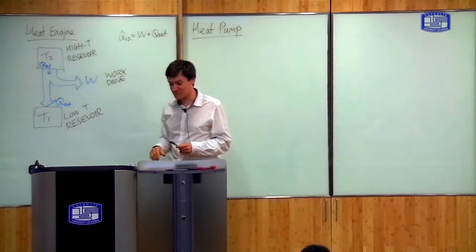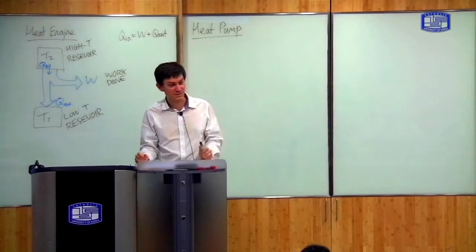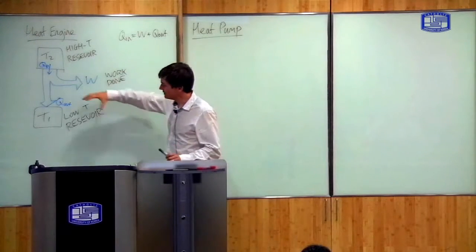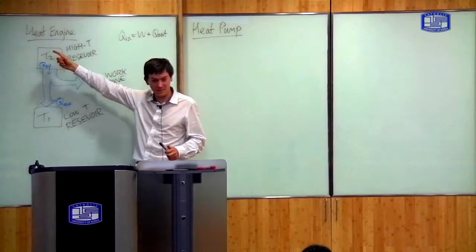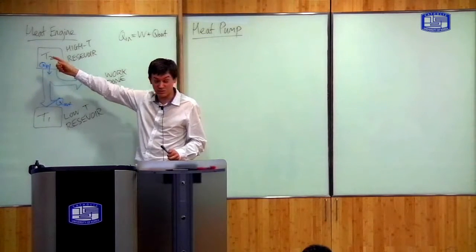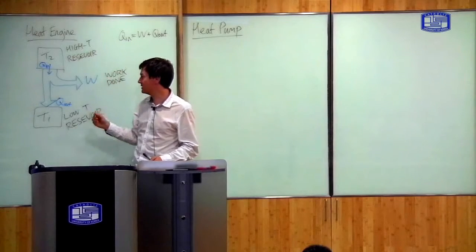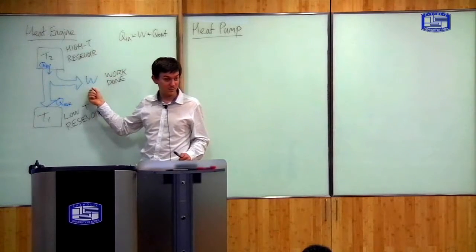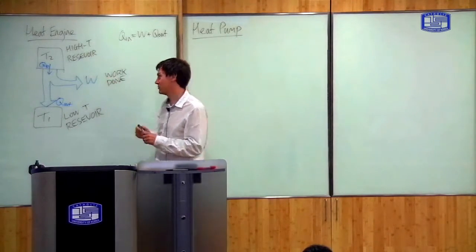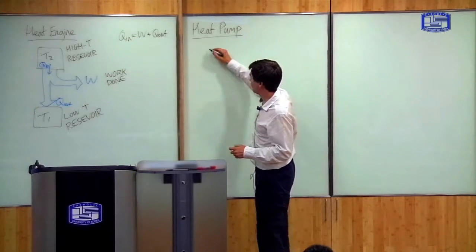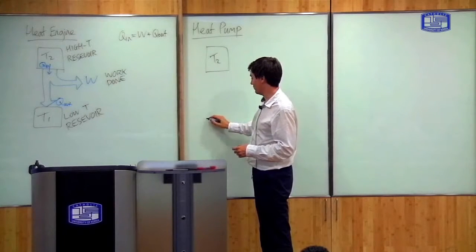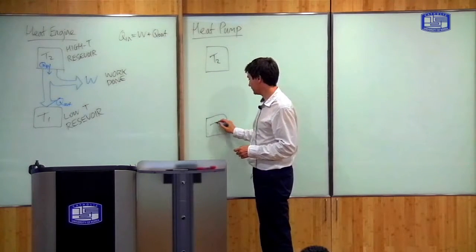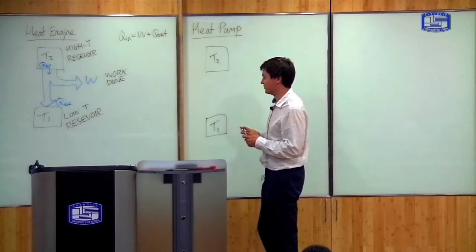So with a heat pump, an example of a heat pump is the air conditioning system. The heat pump takes heat out of a cold temperature reservoir, puts it into a high temperature reservoir, but in order to do this, it must expend a certain amount of energy. So it's the same cycle, but just reversed. So let me draw that. You have, again, the high temperature reservoir. This is the low temperature reservoir.